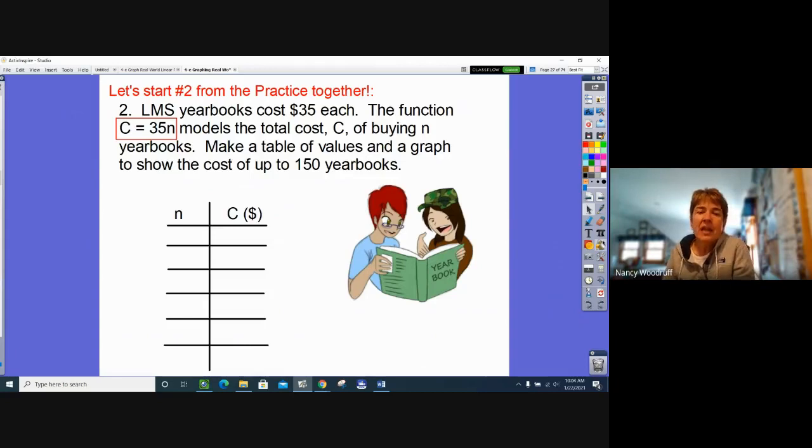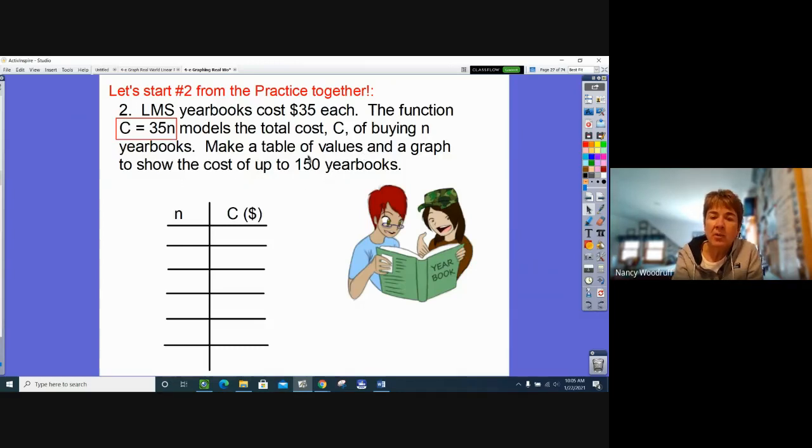All right, so let's read it together. LMS yearbooks cost $35 each. The function C equals 35n models the total cost. C is the total cost, and n is the number of yearbooks. Okay, so we defined our variables. They gave us a rule, and they told us that C is going to be the total cost, and n is going to be the number of yearbooks. So if you were to put 1 in, you'd have $35. If you were to put 10 in, it would be $350 total.